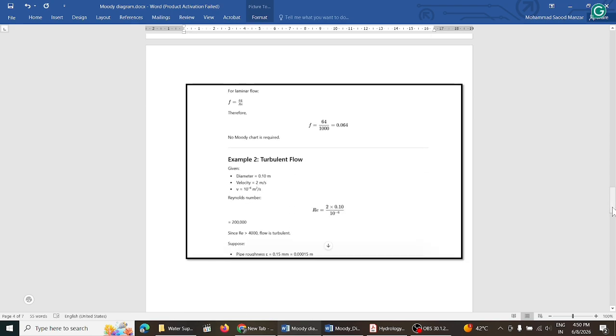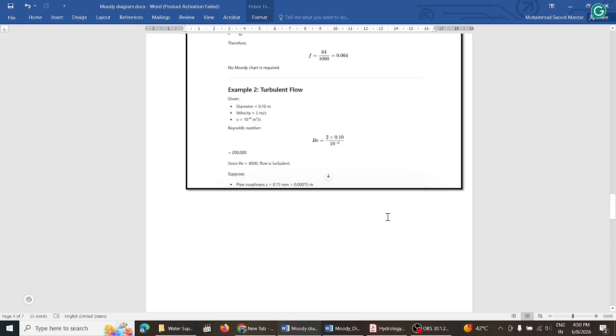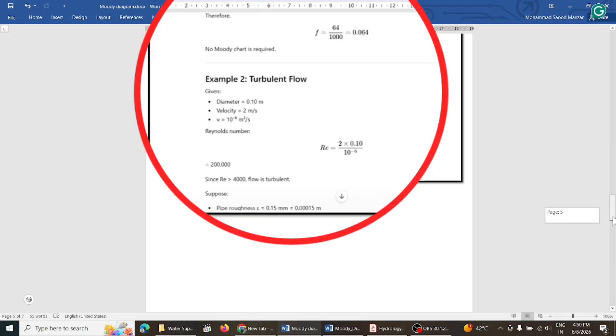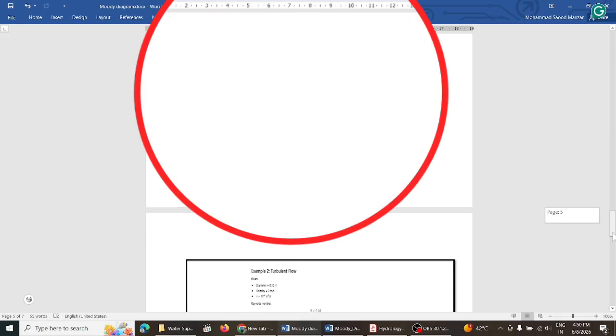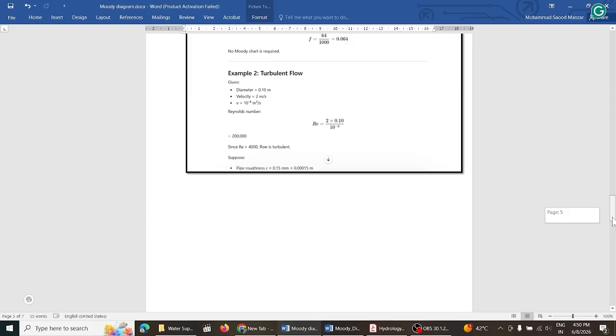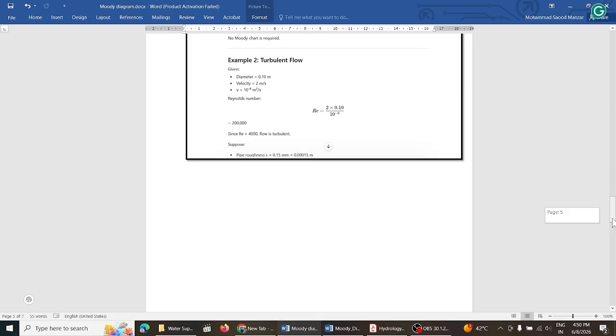Here the friction factor is 64 upon Re. Now for the turbulent flow, you can see the diameter is this, the velocity is this, and this is the kinematic viscosity. So substitute the values. Here we are getting a very high value, so this lies in the turbulent region. Here the pipe roughness is given, and similarly we will find the friction factor from the Moody chart.